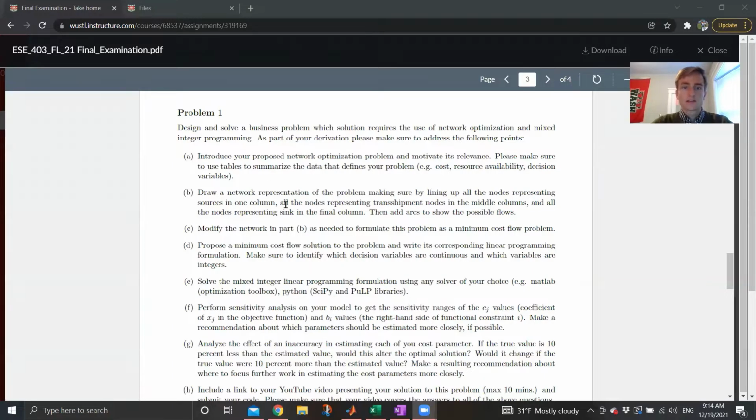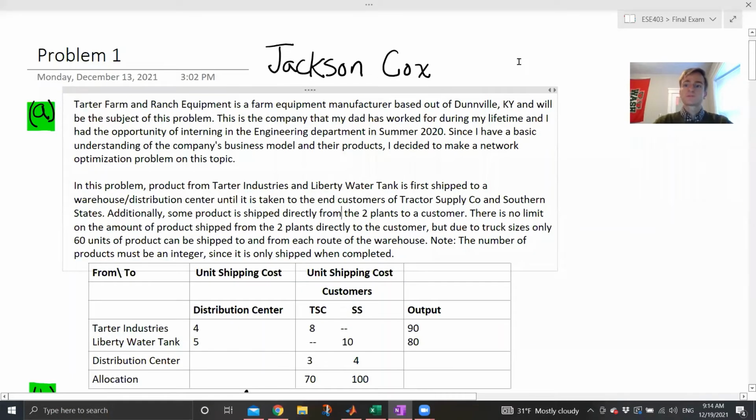Problem 1 asks us to propose a network optimization problem and motivate its relevance. So we go here to my solution. As I said, we were tasked to create a problem that uses network optimization in its solution.